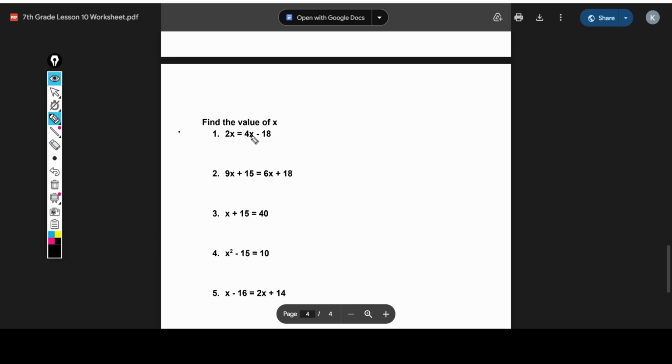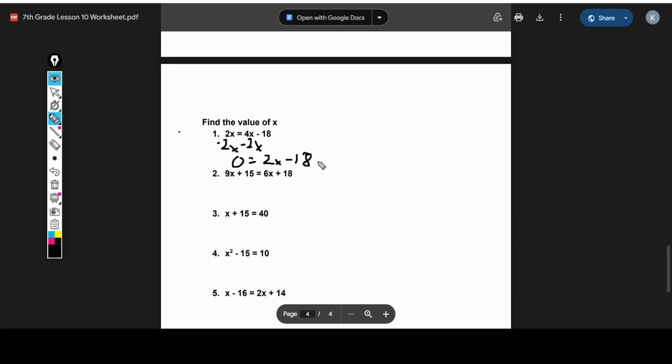So we have 2x equals 4x minus 18. We want to have the x on one side. Since 2x is smaller than 4x, I'll subtract 2x from both sides. You could also subtract 4x, but then you'll end up with negative numbers, and that's not quite as nice. So 2x minus 2x is 0, and then 4x minus 2x is 2x, and then we still have minus 18.